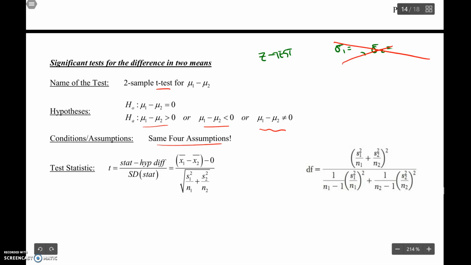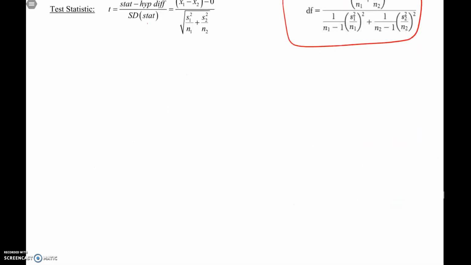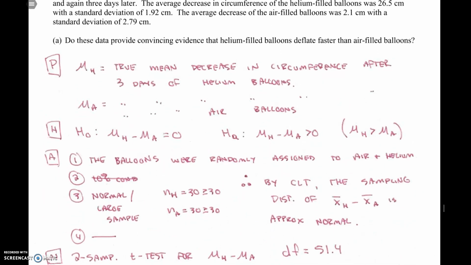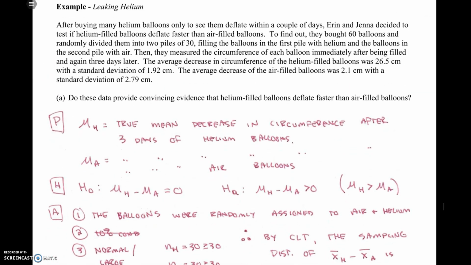Same for assumptions. Test statistic is always your estimate or your statistic minus a hypothesized difference divided by the standard deviation of your statistic. This is my estimate. This is the standard error of my estimate. This is the hypothesized difference. Okay? Same structure, just putting in different numbers. And there is our crazy degrees of freedom. Okay? This is our, I don't know, 6th go around now of this, so we really should be pretty good with this. So here's an example, kind of an already worked out example in your notes.